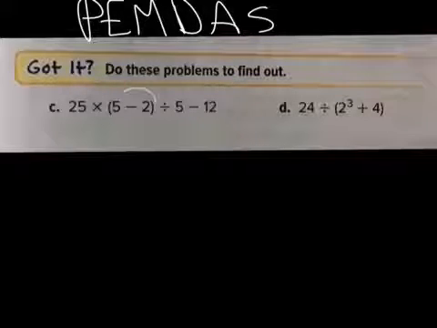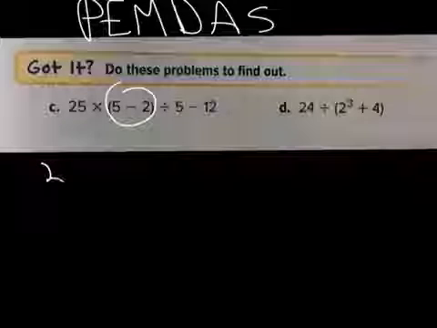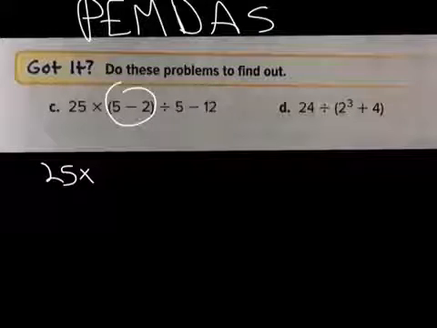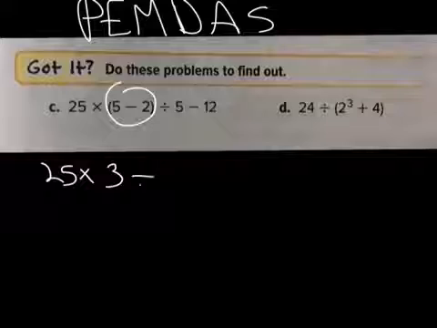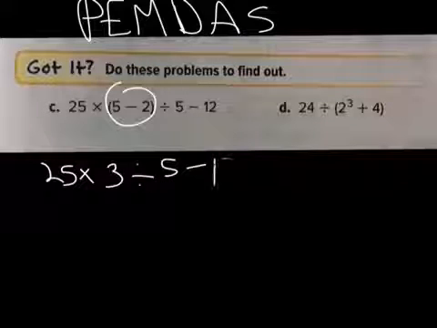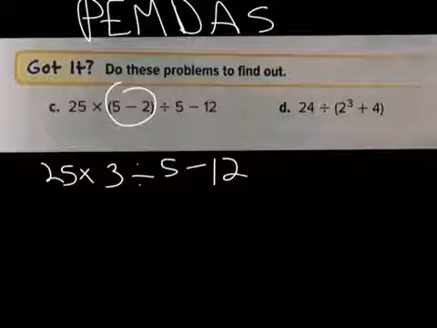Okay, I know I have to do my parentheses first, so I'm going to write 25 times, what's 5 minus 2? It equals 3 divided by 5 minus 12. There we go. So I've replaced my parentheses here, I solved it, and I put the 3 there.